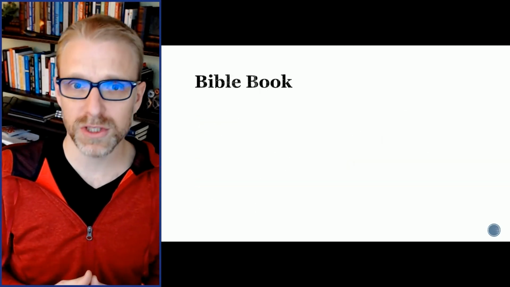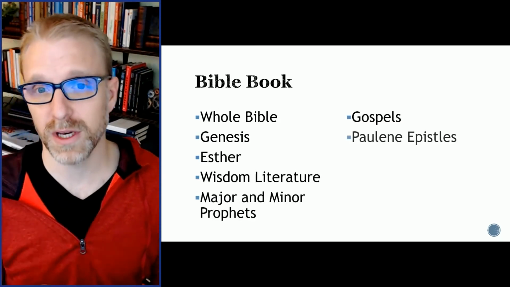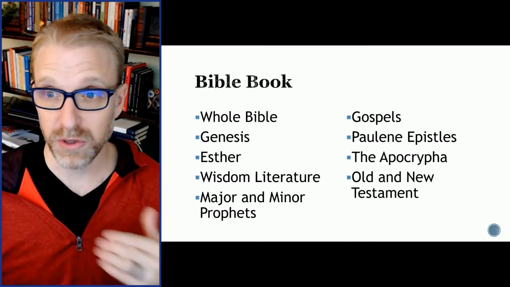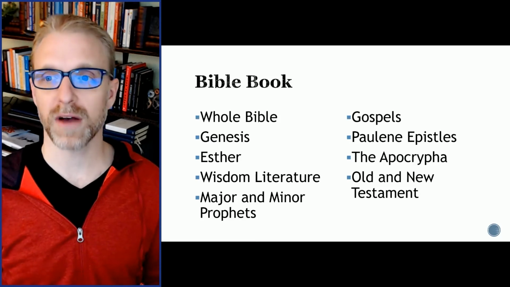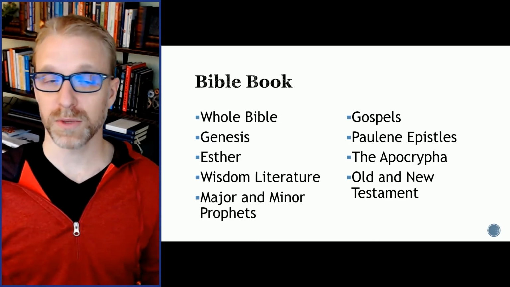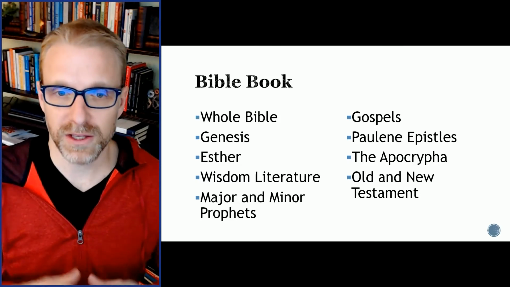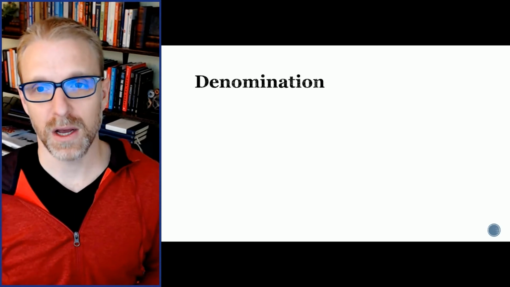The next one, Bible book. These are going to be labeled and separated in several different categories. So you've got the whole Bible, you've got specific books like Genesis and Esther, you've got wisdom literature, major and minor prophets, Old Testament, New Testament, the Apocrypha, Pauline epistles, the Gospels. Again, these are just some examples of what this category might represent.